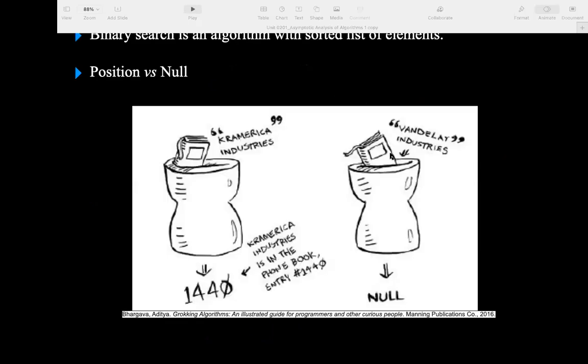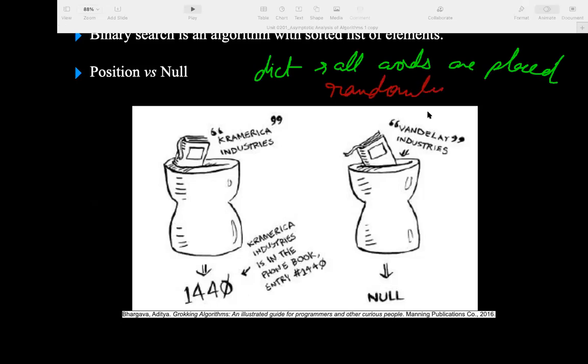All right, so let's move to the next thing. Binary search is an algorithm, obviously, for a sorted list of elements. Now, this is an extremely important part of binary search, right? If, for example, I give you a dictionary, and all words are placed randomly, right? If this is the case, then what is going to happen? Anyone?